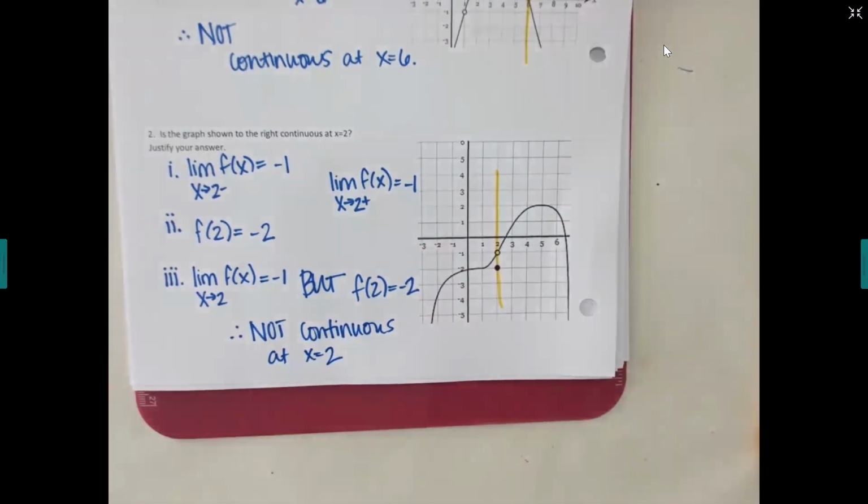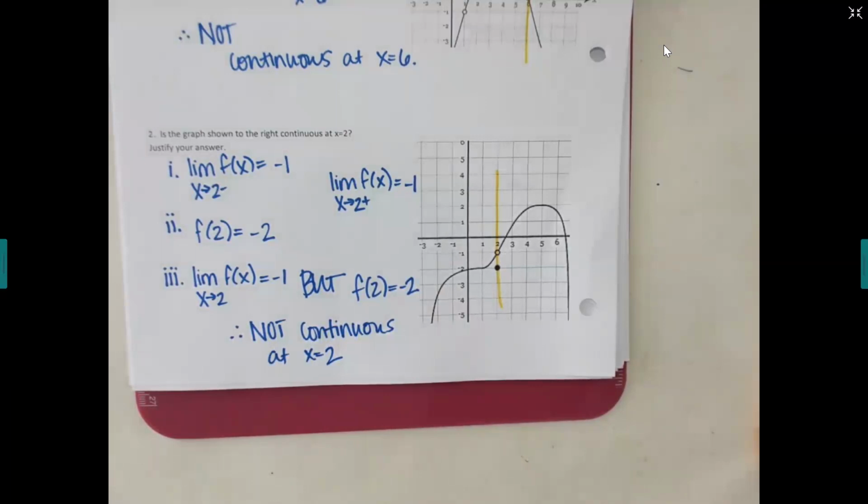Now, another question that I could ask you would be to classify what type of discontinuity each of those is. So if I were to ask you for this one, let me read you your choices. It could be infinite, jump, or removable. What type would this one be?